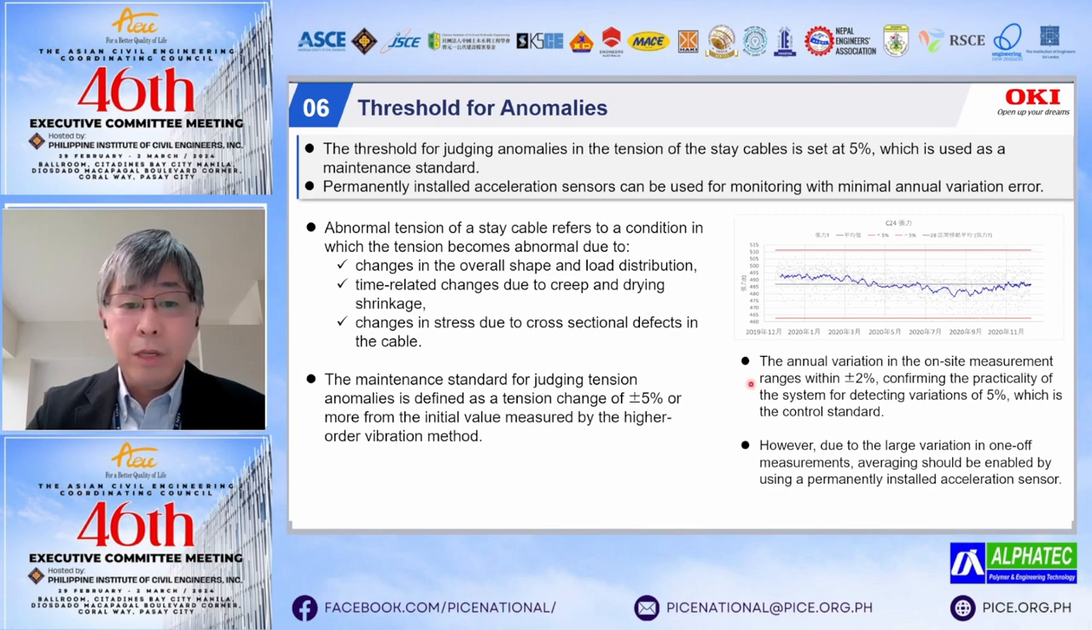The on-site measurement has an annual fluctuation of 2% plus or minus 2%. So, affirming the system's practicality, it is detecting a variation of 5%, which is the maintenance standard. However, due to significant variation in one of the measurements, we recommend using a permanently installed sensor to enable averaging.